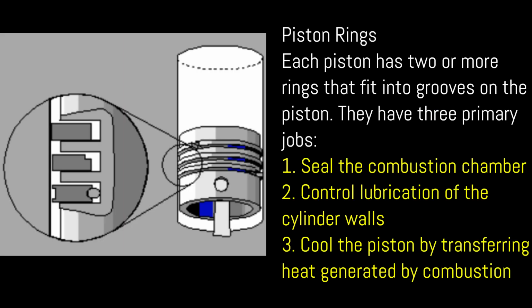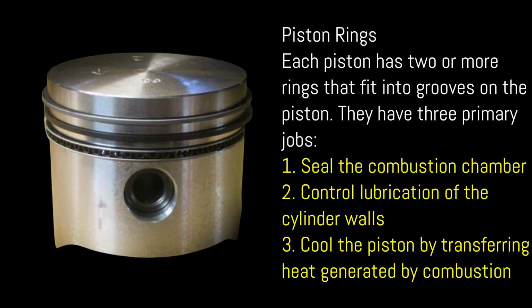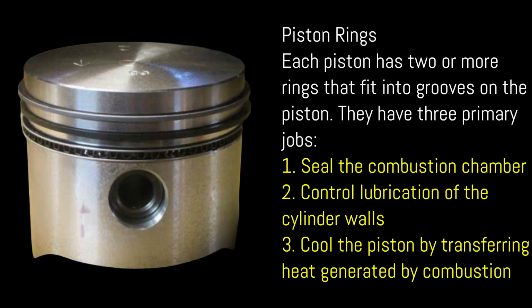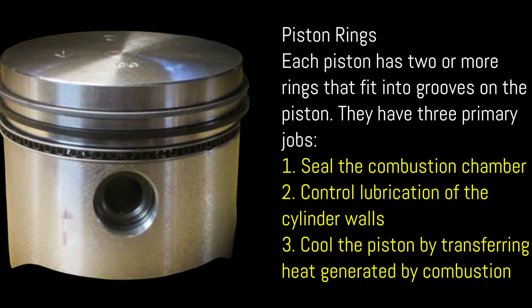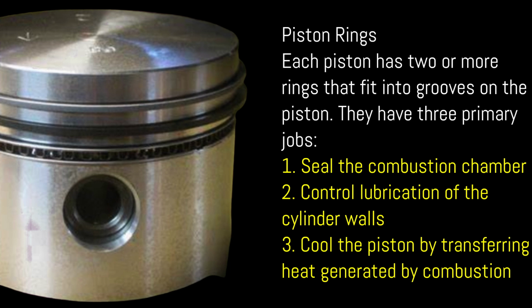Piston rings. Each piston has 2 or more rings that fit into grooves on the piston. They have three primary jobs. 1. Seal the combustion chamber. 2. Control lubrication of the cylinder walls. And 3. Cool the piston by transferring heat generated by combustion.